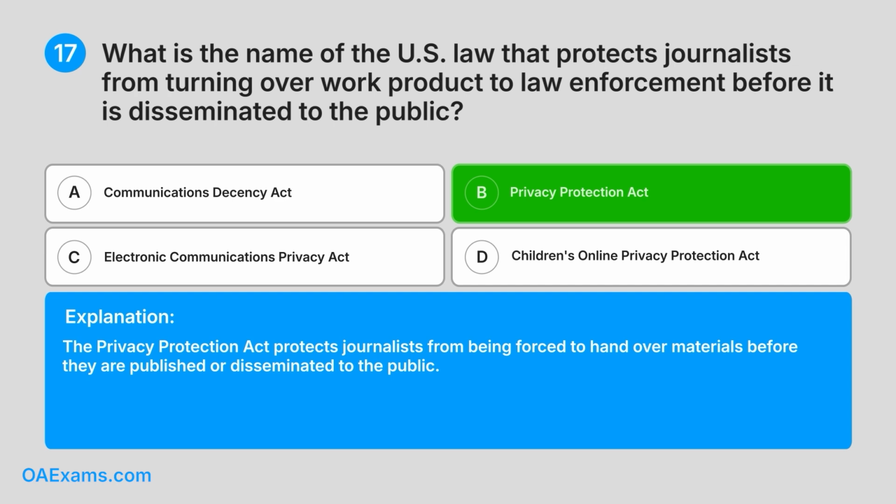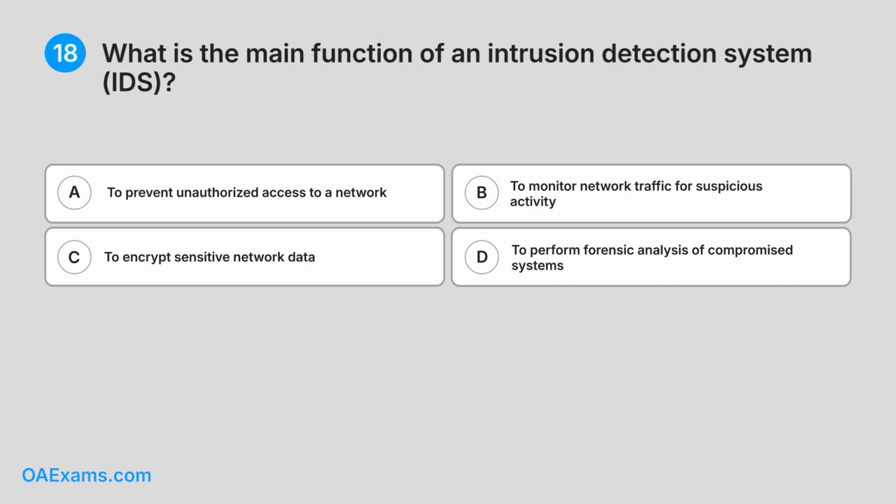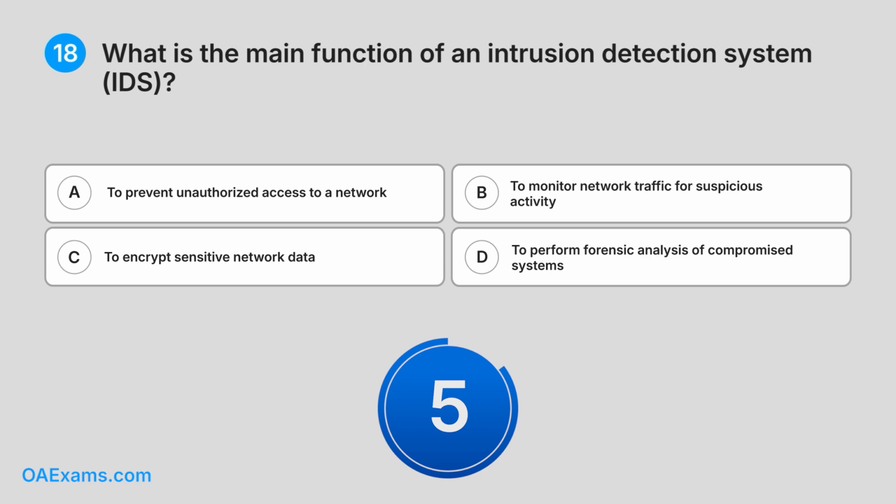18. What is the main function of an intrusion detection system, IDS? A. To prevent unauthorized access to a network. B. To monitor network traffic for suspicious activity. C. To encrypt sensitive network data. D. To perform forensic analysis of compromised systems. Can you guess the answer?